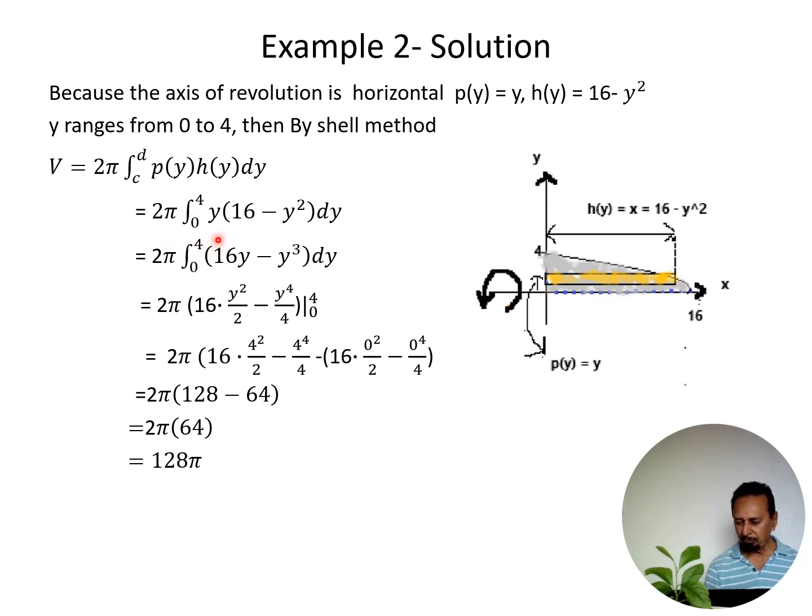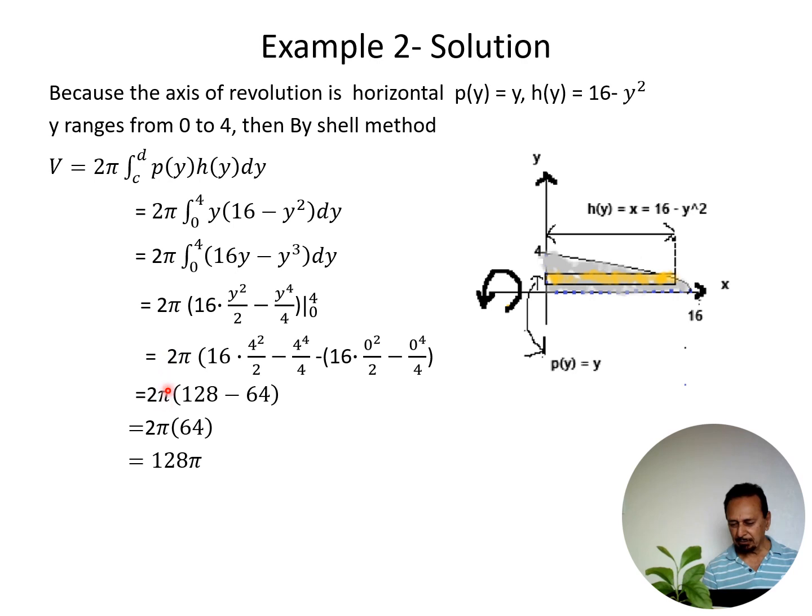P of y is y, and h of y is 16 minus y squared. Distributing, y times that becomes 16y minus y cubed. The integral from 0 to 4, use the power rule, and it becomes 2 pi times parentheses 16 times y squared over 2 minus y to the 4 over 4, with limits from 0 to 4.